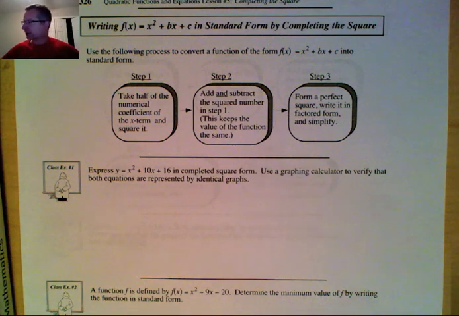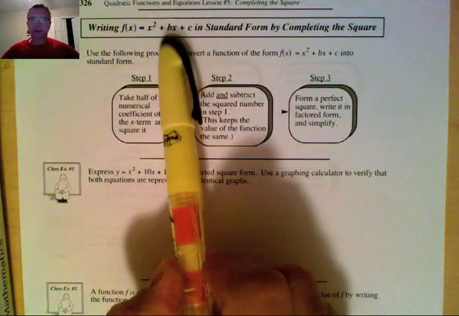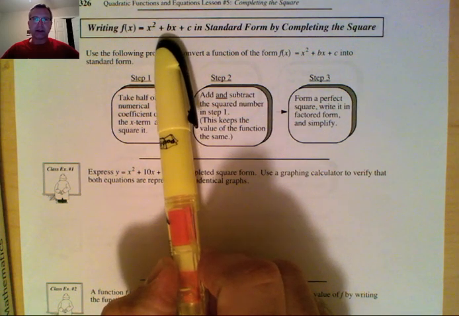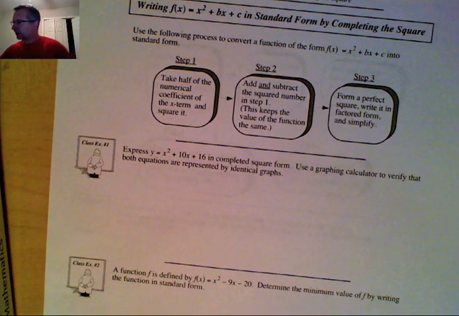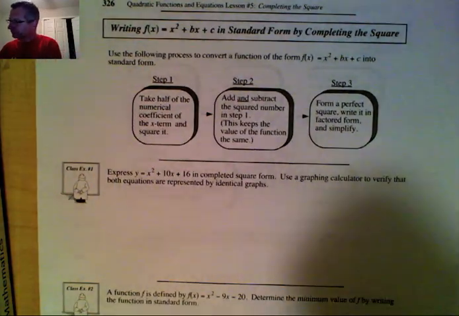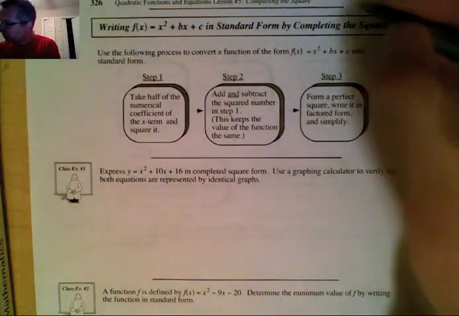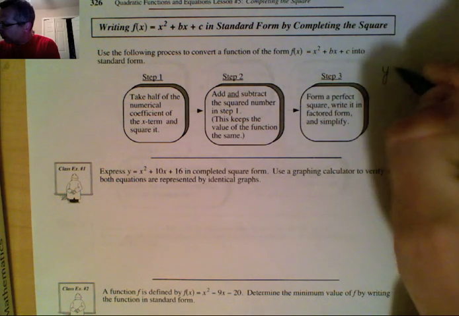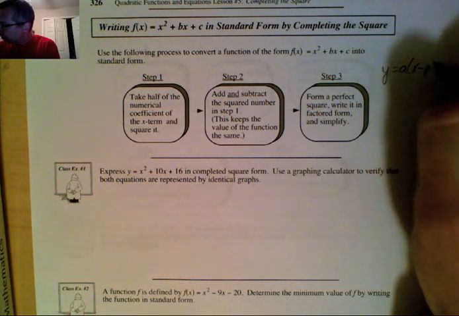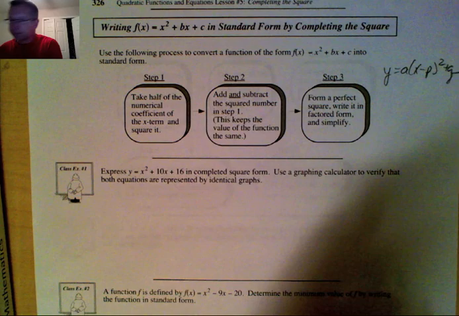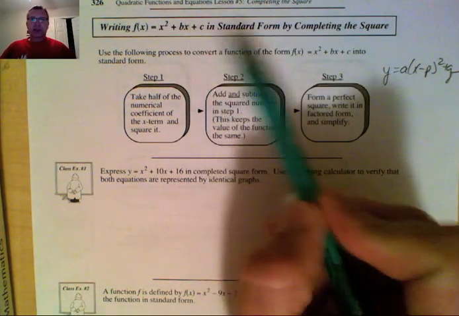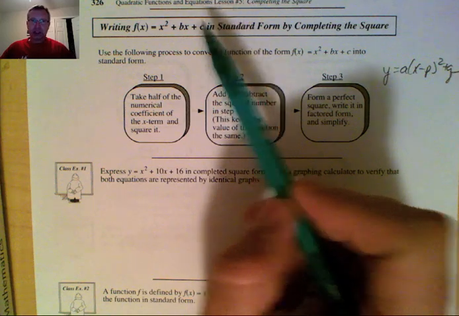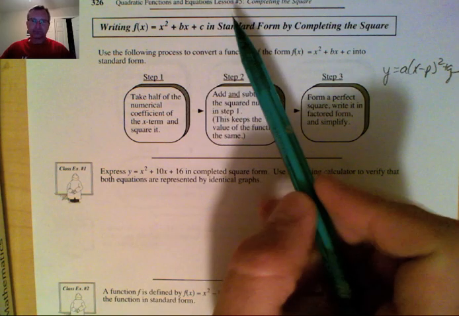In this lesson, we're going to look at writing something that is in general form in standard form. And remember, standard form is y equals a(x minus p) squared plus q. And you might wonder why we want to convert something from general form to standard form.